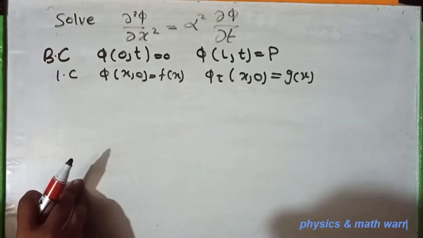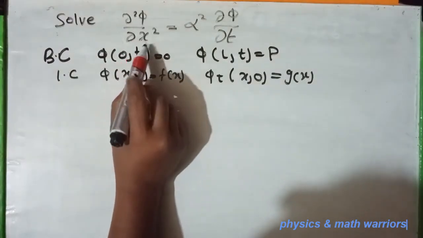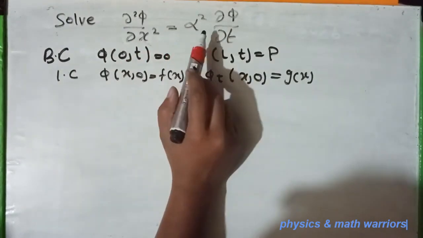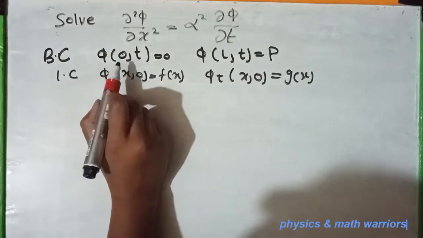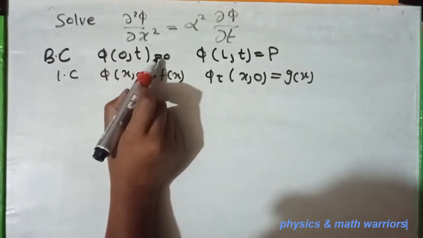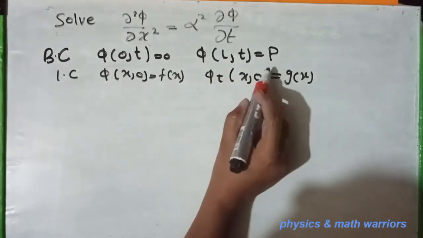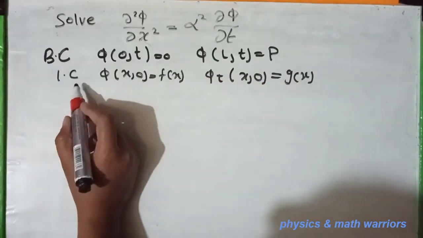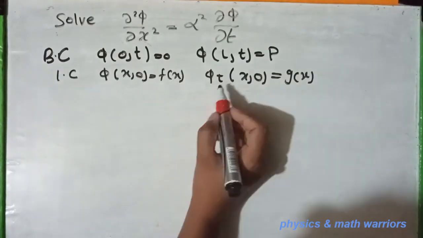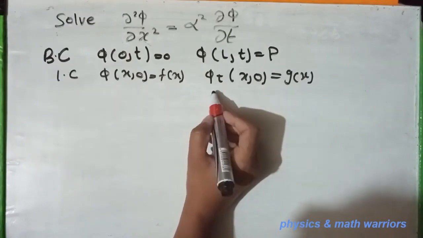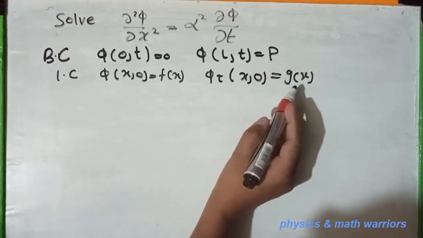In this video, we will solve this partial differential equation, which is ∂²φ/∂x² = α² ∂φ/∂t, with boundary conditions φ(0,t) = 0 and φ(L,t) = p, and initial conditions φ(x,0) = f(x) and ∂φ/∂t(x,0) = g(x).